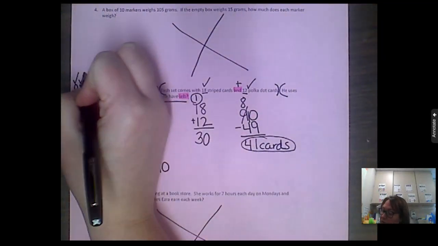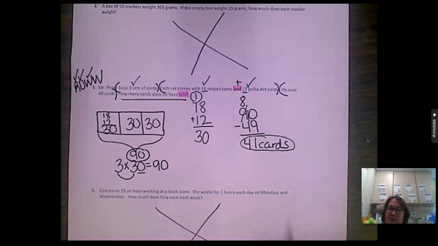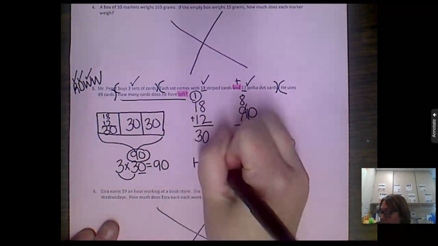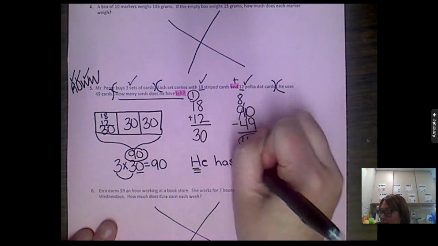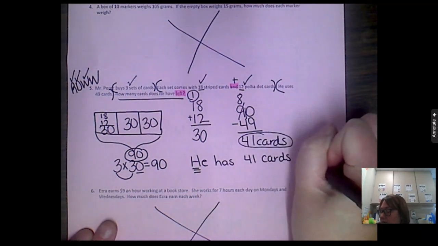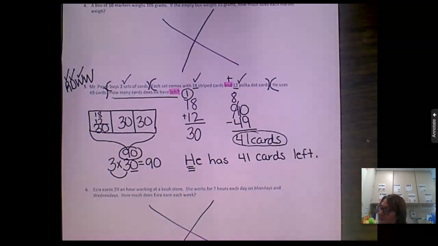So we did our draw. We wrote a couple number sentences. Again, I didn't use a letter to represent the unknown just because we already had so much going on. But if you want to do that when you're working on your own, feel free. We need to write our sentence. So how many cards does he have left? So he has, make sure we have that capital H. He has 41 cards left. What goes at the end of our sentence? Period.